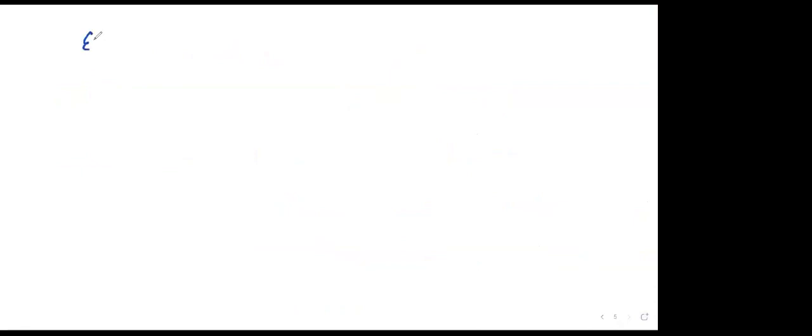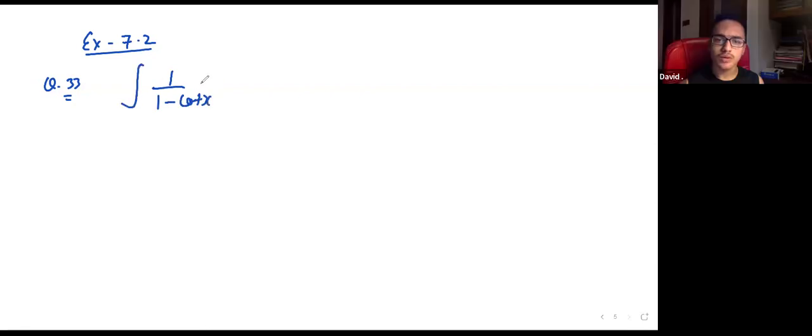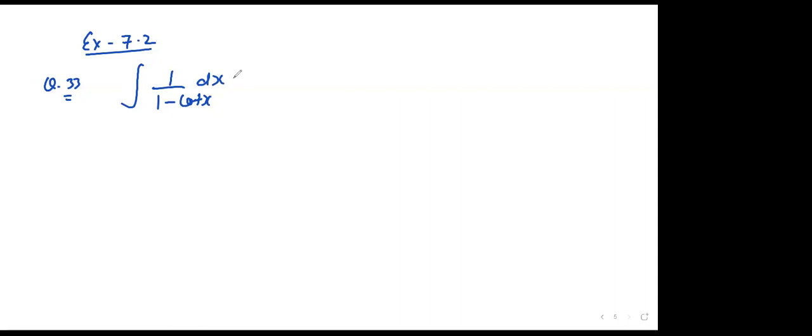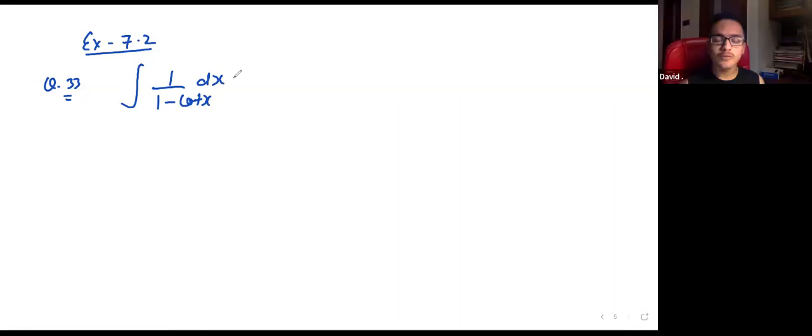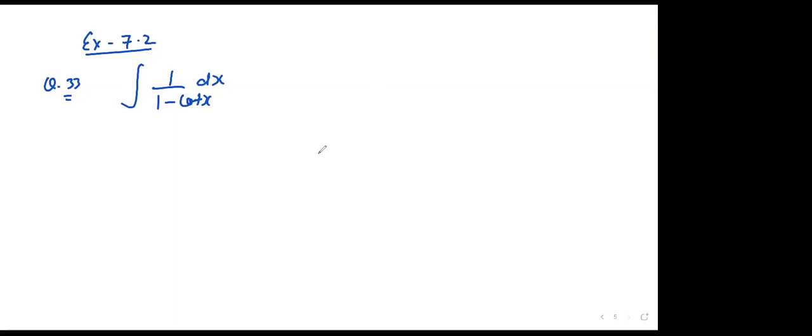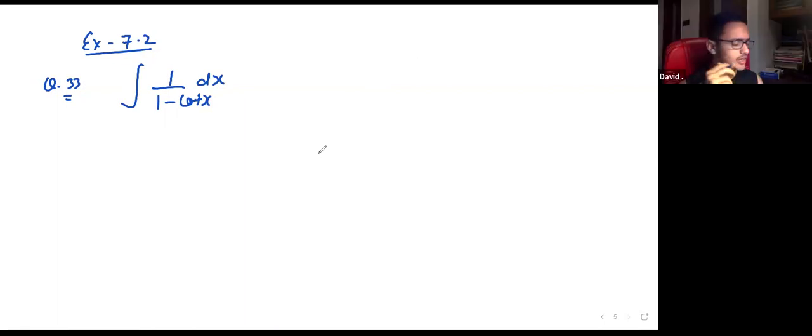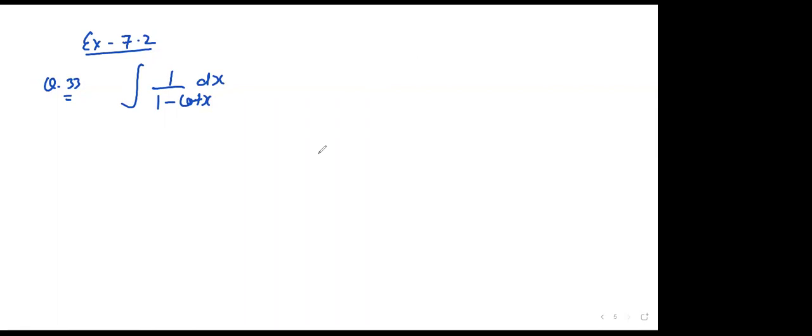This question is from exercise 7.2, question number 33 or 34, not sure. Integral of 1 upon 1 minus cot x dx. You tell me how you proceed in this question. So 1 minus cot x, there's a formula for that, right, sir? 1 minus cot x doesn't have any specific identity. Okay. Cot x can be converted into cos x over sine x.